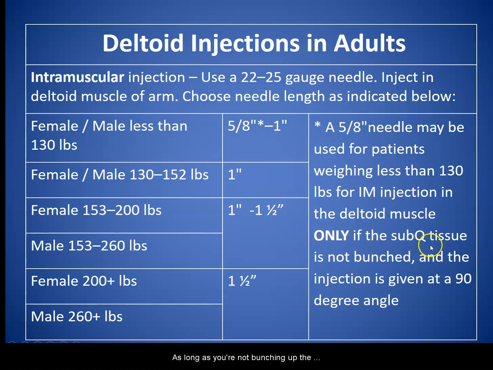Okay, as long as you're not bunching up the subcutaneous tissue on the outside of the arm and it's given at a 90-degree angle. For very large patients, we will need a 1.5 inch length needle to get down through the subcutaneous into the muscle. Now, if you have a patient with a very small arm, fairly small deltoid muscle, if you put in a 1 inch needle, especially a 1.5 inch, you could hit their bone. Okay, and that is a rather disconcerting thing to have happen. So always look at your patient, assess the site, and choose your needle size accordingly.